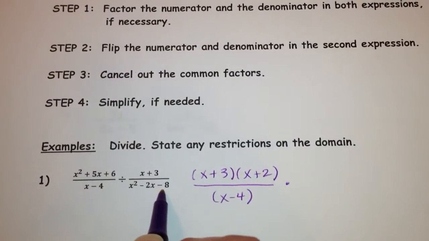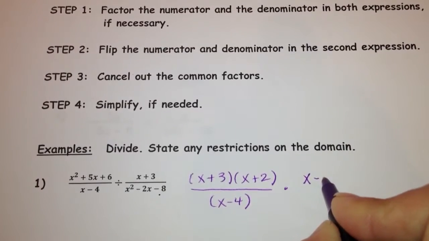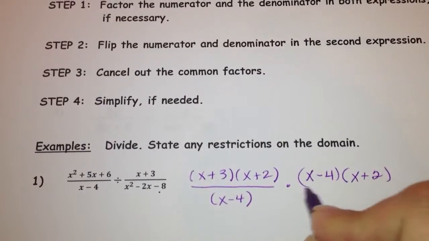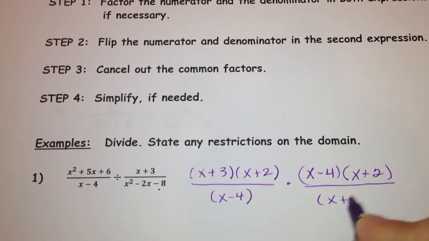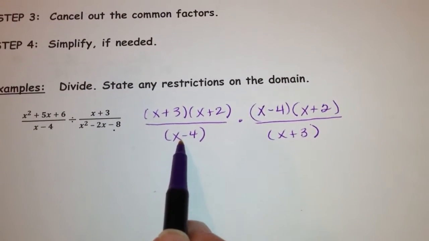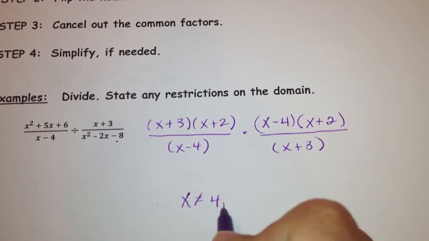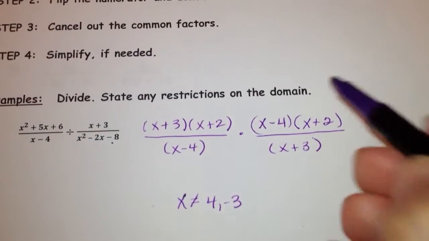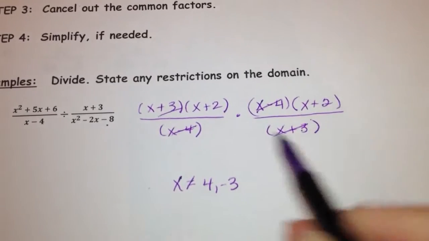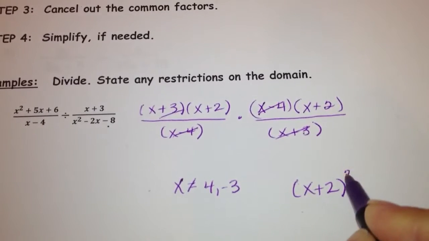So in the numerator, I'm going to put this expression in factored form, which is x minus 4 times x plus 2. And now in my denominator, I just have x plus 3. In this form, we'll go ahead and state any restrictions. The restrictions will be where this is equal to 0 and this is equal to 0. So x cannot be 4 or negative 3. Now let's cancel anything divided by itself, remember, is 1. And that leaves us with x plus 2 times x plus 2, which can be expressed as the quantity of x plus 2 squared.